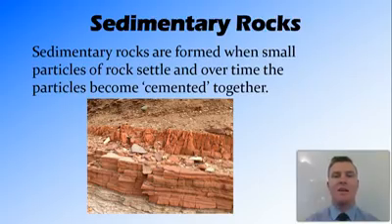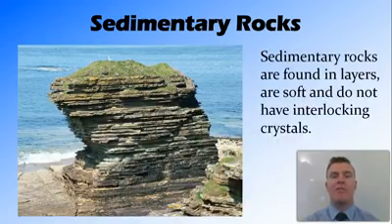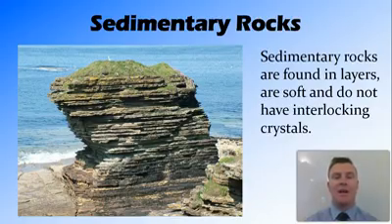Sedimentary rocks, on the other hand, are formed when small particles of rocks or sediments settle over time, and we call this deposition, and the particles become cemented together. So basically, they're sitting there in layers, and over many years, those rocks start to stick together, and we call this cementation. For this reason, sedimentary rocks are found in layers. So they'll have a layer that's come from one place through erosion, and then maybe the waterways change, and you get erosion bringing the sediments from another place into the same lake.